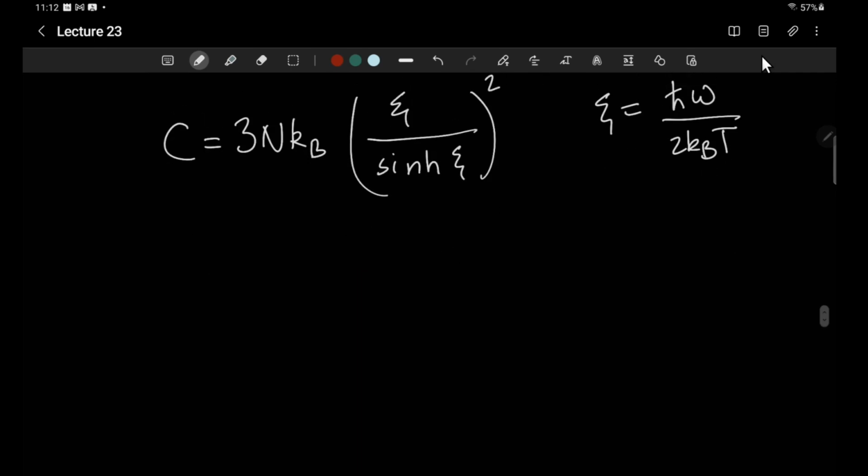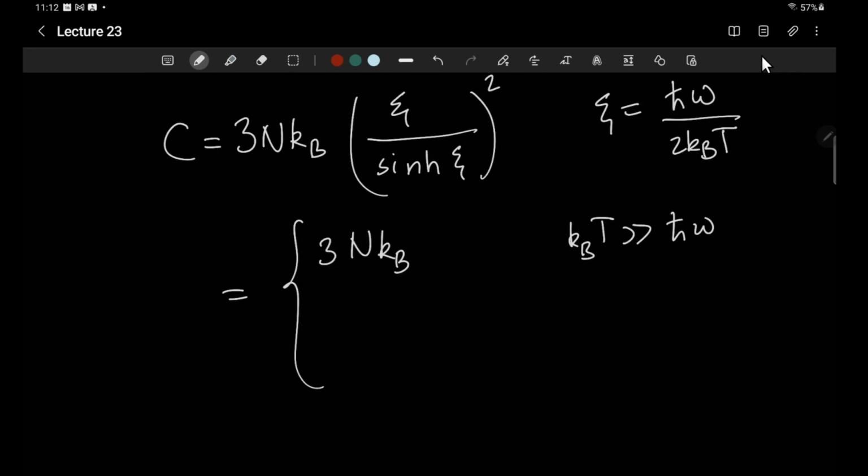High temperature is xi going to zero. So we can just do that. So we need some scales. So we'll just say kBT is much greater than h bar omega. Then xi goes to zero. So if you just look at that thing, this goes to 3N kB. And the other limit, which is kBT being much less than h bar omega, which is xi being very large. And so this will go like 3N kB into xi squared, and sinh of xi will go to e to the power xi.